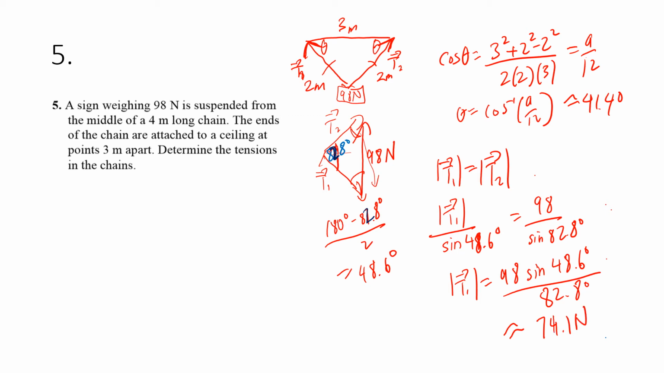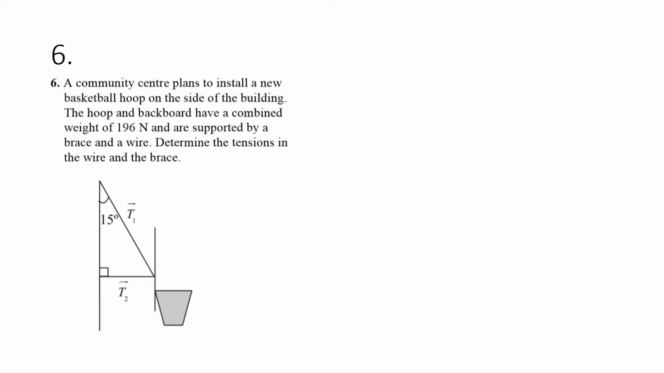Now that we have their magnitude, we more or less know their bearings too, their angles, because these are angle properties. These angles right here would be theta, so they're both 41.4 degrees from the horizontal, depending on whether you're looking from the left or right. All right, that concludes number 5. Let's look at number 6 now.